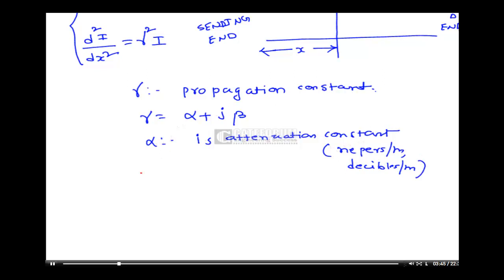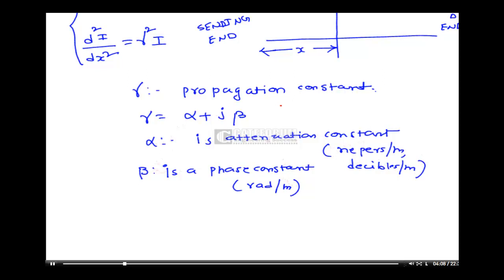What is the unit of beta? Beta is the phase constant. What is the unit? Radian per meter.